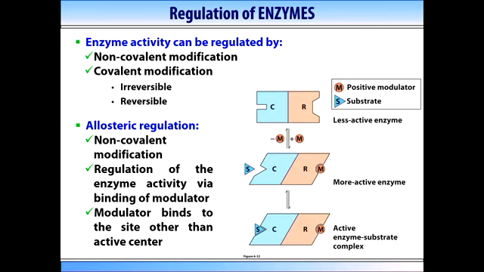Allos means elsewhere. So the regulator binds not to the active site, not to where the substrate is supposed to bind, but elsewhere on the enzyme, and activates or inhibits it. Again, a subtype of the allosteric regulation would be uncompetitive inhibition, where the inhibitor binds elsewhere and affects the activity of the enzyme.